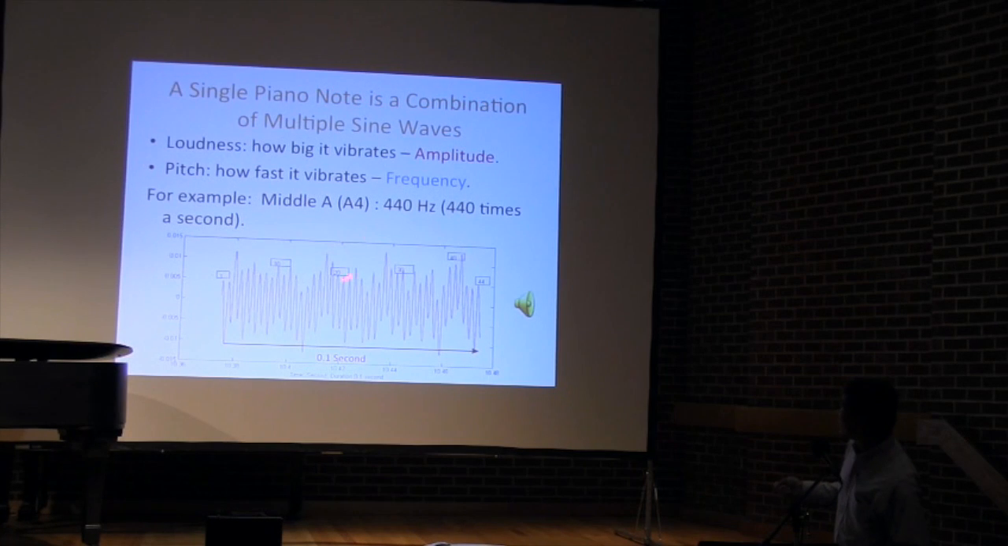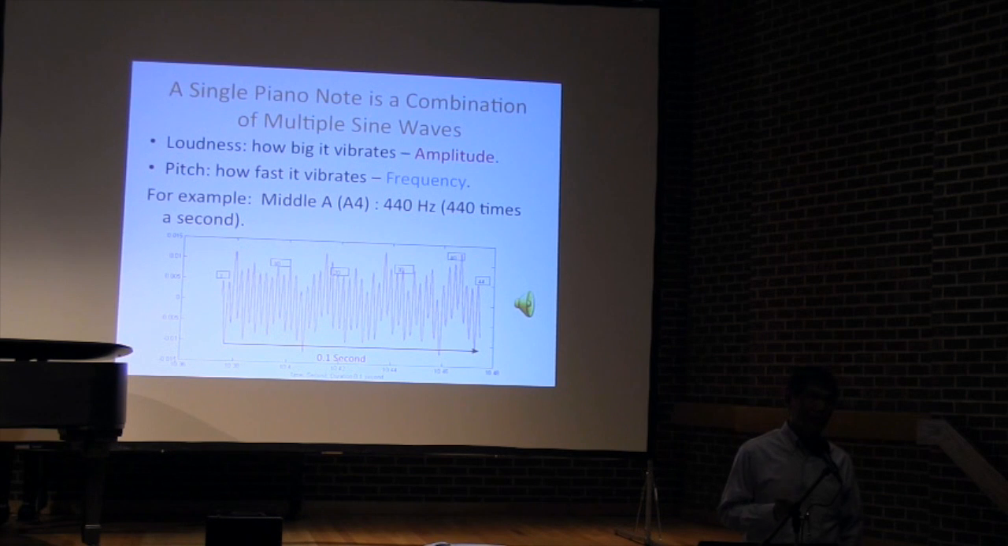But we also notice this A4 note does not really look like a perfect sine. It has a little bit of ripple up and down. And that means it actually contains more than 440 hertz. It has some, we call them overtones, the harmonics, right?